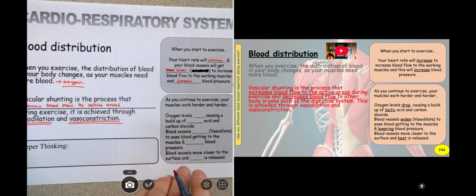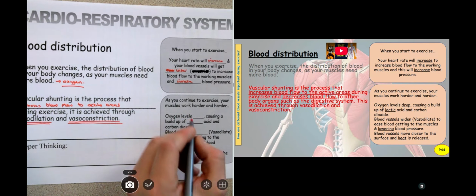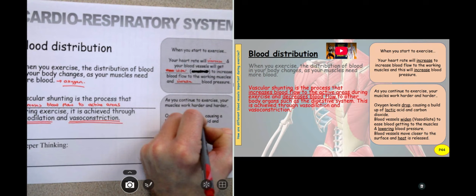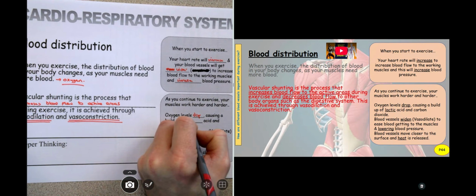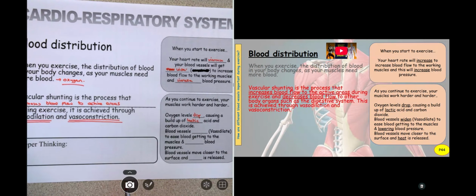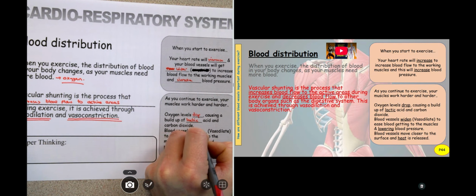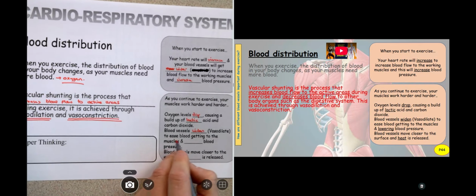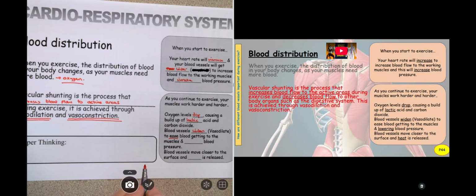As you continue to exercise, your muscles work harder and harder. Oxygen levels start to drop, causing a build-up of lactic acid and carbon dioxide. Blood vessels will widen or dilate to increase the ease of blood being able to get to the muscles, and that will help lower some blood pressure. Blood vessels move closer to the surface, and it will allow heat to be released.